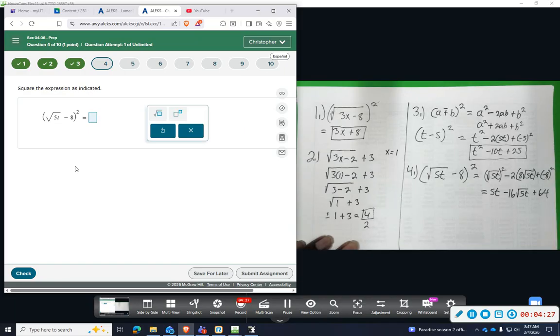Okay. And then at that point, we can't really simplify anything. We don't have like terms. We have a variable expression. We have an expression with a square root. That 5t is not the same because that one's under square root. And then we have 64, a single constant term, no variable attached. So all of these are different.